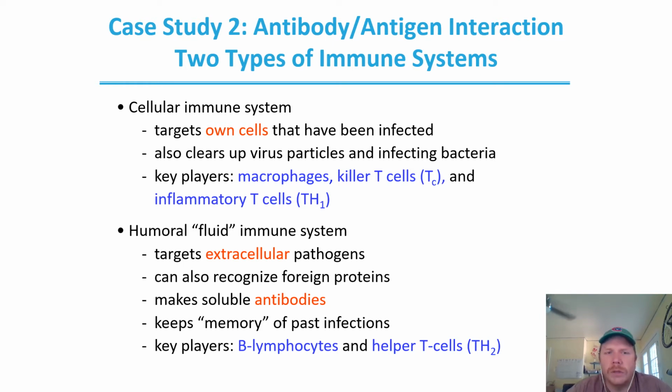We have a cellular immune system, which targets its own cells that have been infected and also clears up virus particles and infecting bacteria. Our key players are macrophages, killer T cells, and inflammatory cells, or Th cells. Our humoral, or fluid, immune system targets extracellular pathogens, can also recognize foreign proteins, and makes soluble antibodies. Generally when we talk about a so-called immune response, that's what we're talking about, antibodies. This keeps a memory of past infections, and our key players are B lymphocytes and helper T cells.